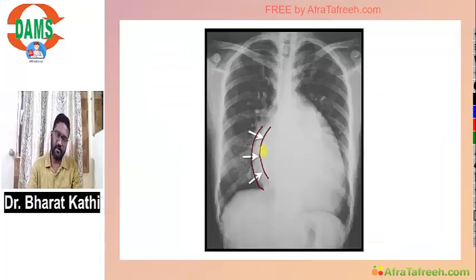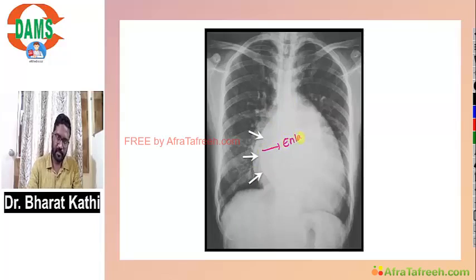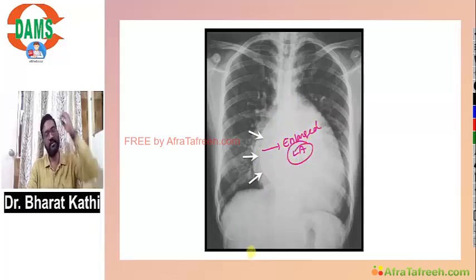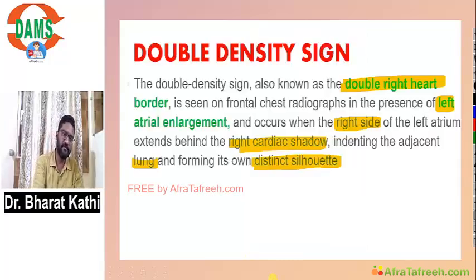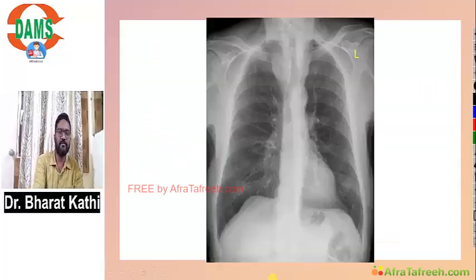So this double density sign is actually due to an enlarged left atrium. It can be seen in mitral stenosis. You can also see there is some straightening of the heart border in mitral stenosis. This is the double density sign.